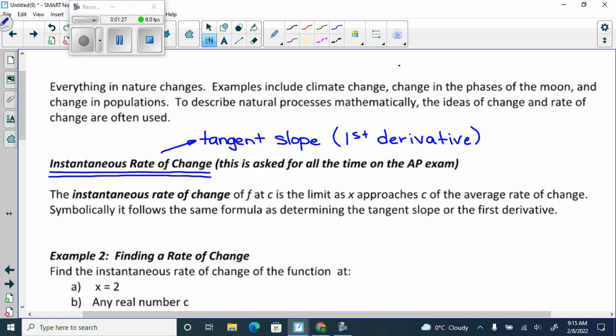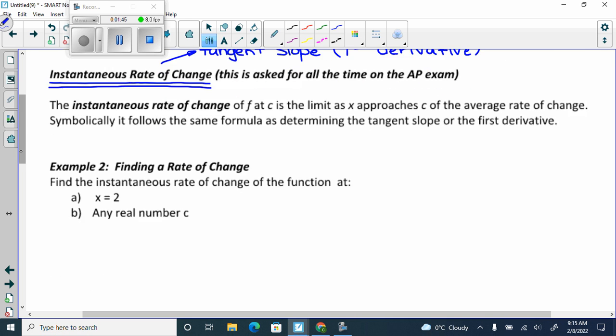So average rate of change would be just fill it into the slope formula. Instantaneous rate of change, determine the first derivative, then plug in. Only way we know how to do the first derivative right now is Newton's first principles. That's it. That's all. Okay? We'll go through other ways too, but that's the way we know now. Symbolically, it follows the same formula as determining the tangent slope or the first derivative. So that's why I wrote up there tangent slope or first derivative.